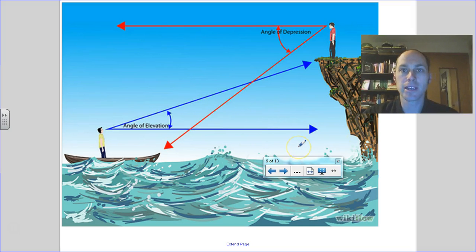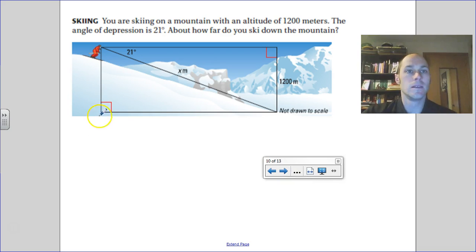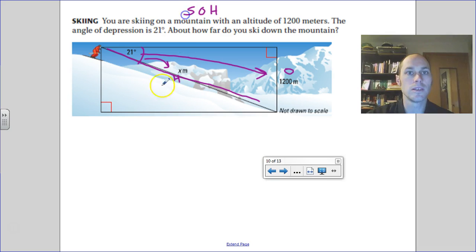Now, something we need to consider as we're talking about trig ratios is angles. So if I'm looking up, we refer to that as an angle of elevation. If I'm looking down, that's an angle of depression. In this example, I'm skiing down a mountain with an altitude of 1,200 meters. Angle of depression, I'm looking down, 21 degrees. So if I'm looking from this angle across, it's my opposite side. Distance down the mountain would be hypotenuse. So OH, which one uses OH? SOH. So sine of 21 degrees equals opposite 1,200 over hypotenuse.